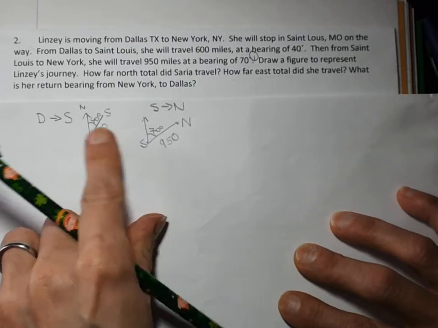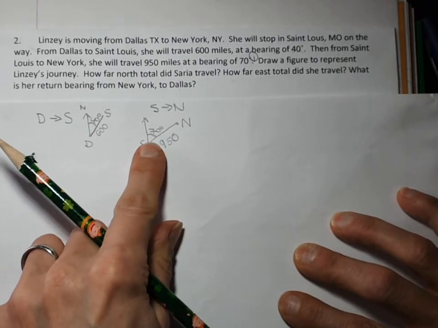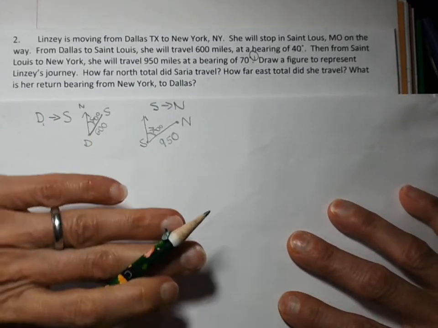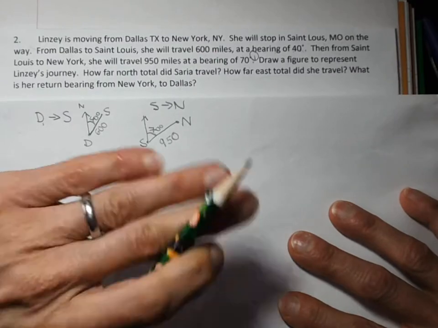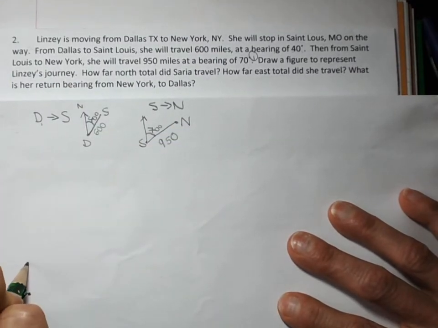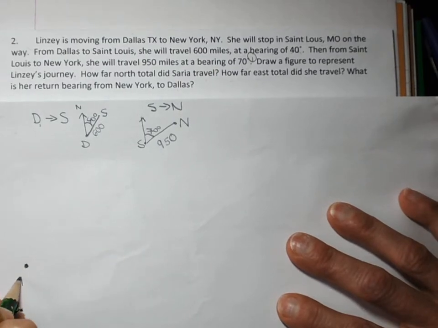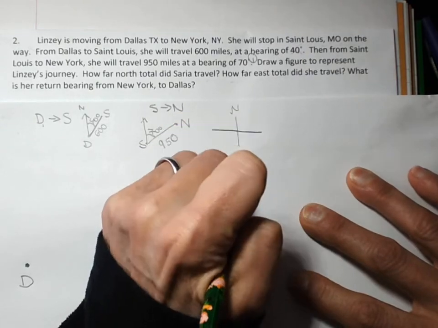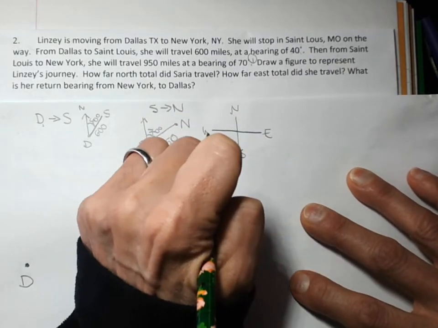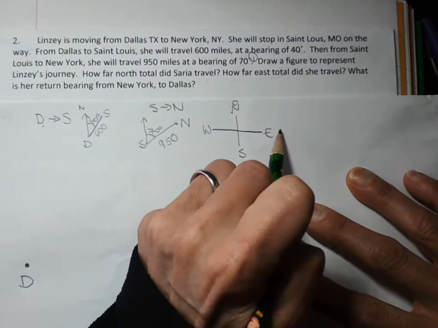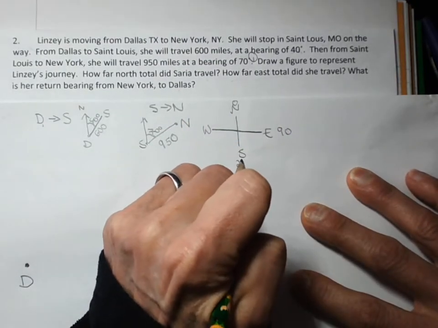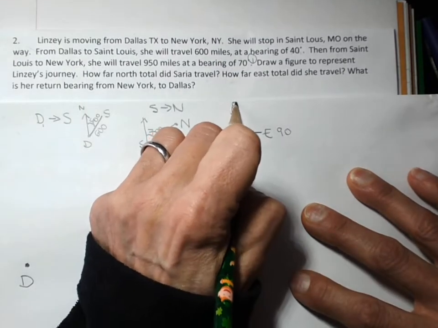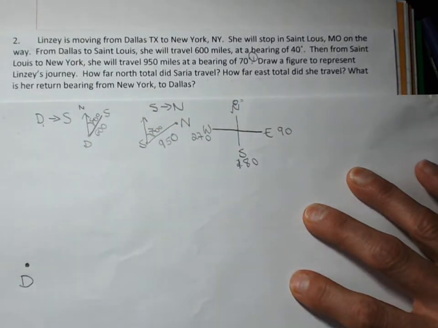Now the first question that we're going to answer: draw a diagram representing Lindsey's journey. We need to put these two bearings together. So start by where she started, and notice I'm giving myself about a half a hand space this way. I'm going to start down here at Dallas and think about your directions. North, south, east, west. Here's 0 degrees. Here's 90 degrees. Here's 180. And then 270 degrees over here.